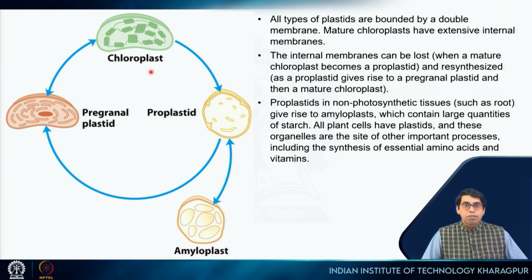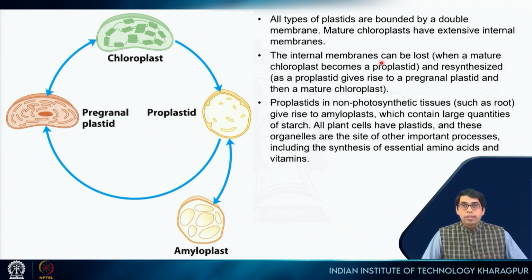So, in the last lecture we have seen chloroplast as the site of action. Now, I am going to introduce another term which is plastid, right. So, it turns out that all types of plastids are bound by a double membrane. We have seen that in the case of chloroplast, and in the case of mitochondria. So, plastids are that, and mature chloroplasts have extensive internal membranes. So, a mature chloroplast is also a type of plastid. However, mature chloroplasts have these extensive internal membranes that we saw in the last lecture, the thylakoids, right.